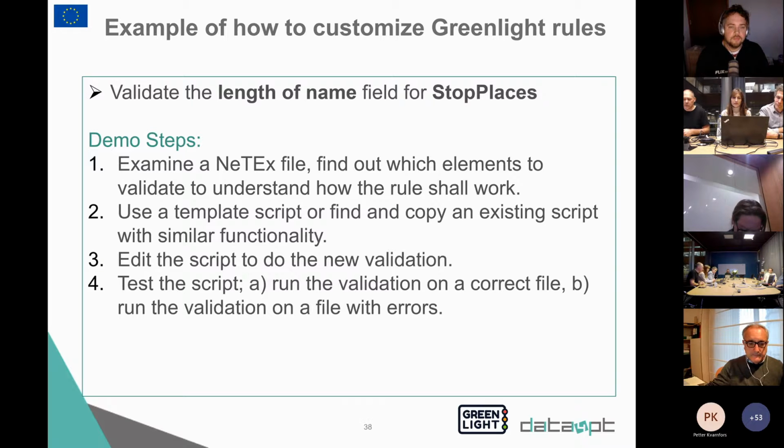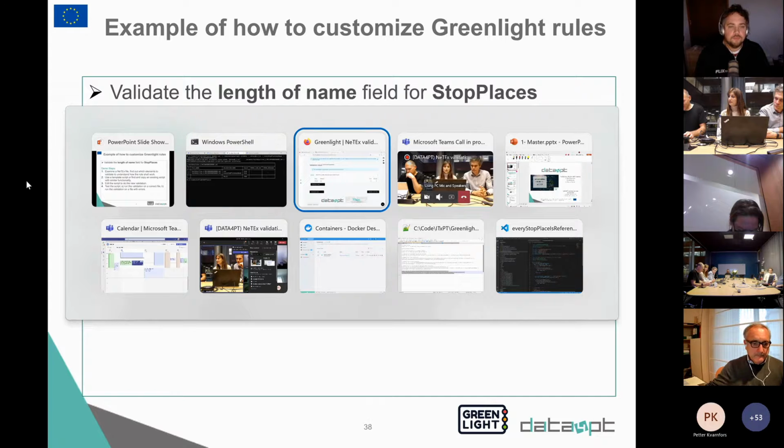And then you can find a template script from our library that does something similar to what you want to do. And then you can go in and edit the script and add your own validation. And at last, you test the script, of course, but you should test it on a file that validates okay, but you should also test it on a file that validates with an error. So we will try to do this live.